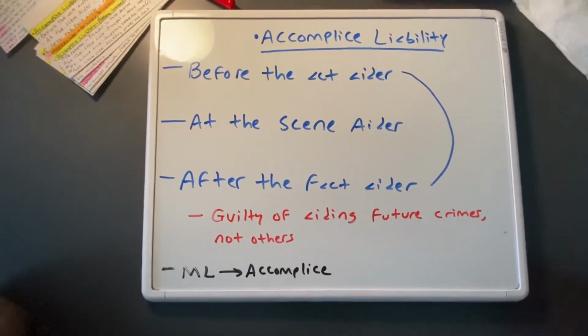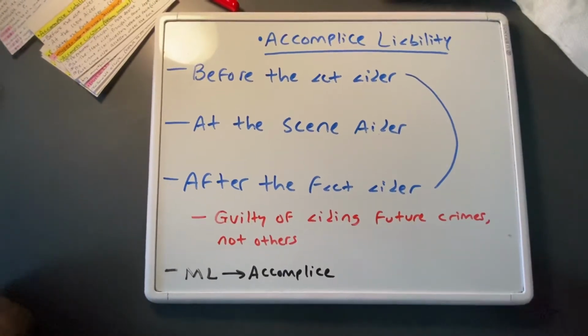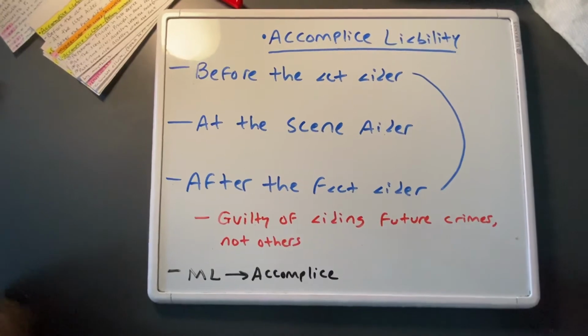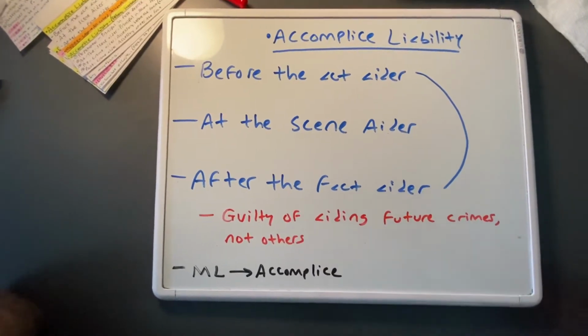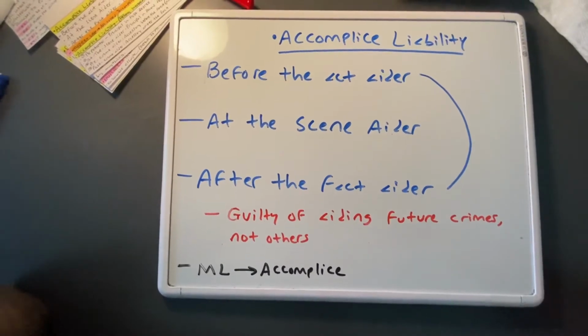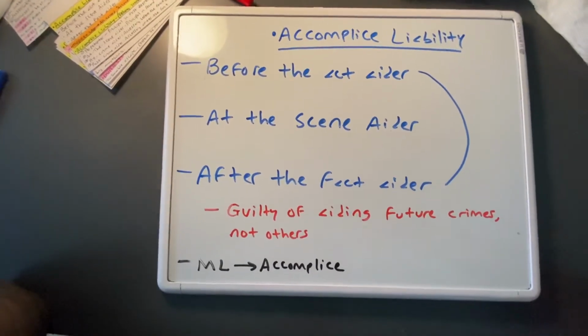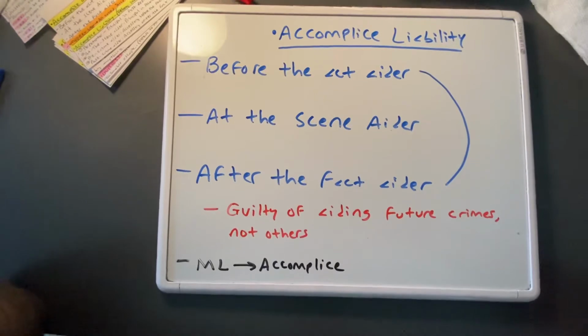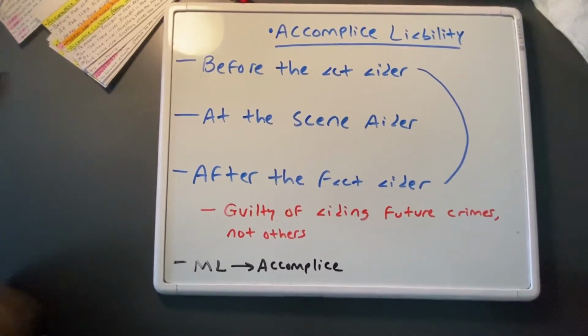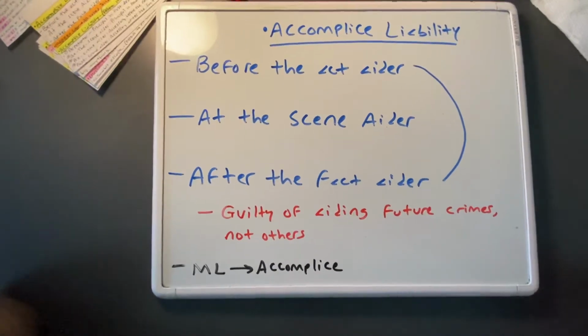So under the common law, which I placed in blue, the common law puts a person who aids another to commit a crime into three different categories here. We have before the act aider, at the scene aider, and after the fact aider. And under the modern law, as you can see at the bottom, the person is simply called an accomplice.